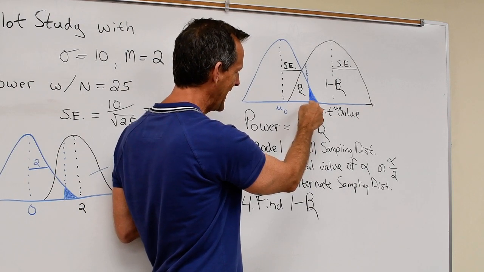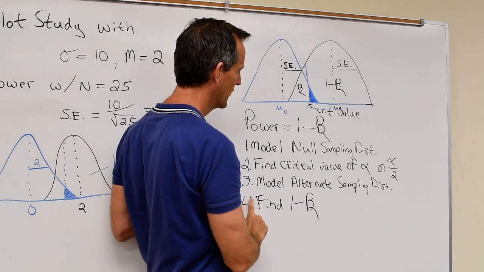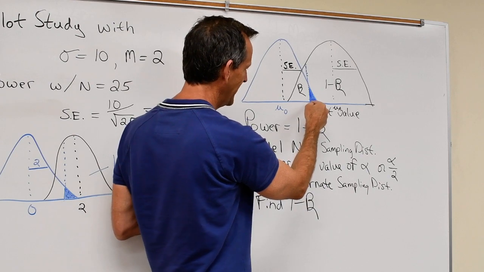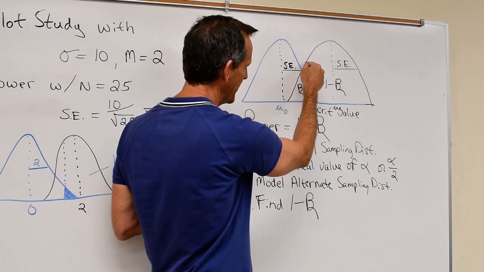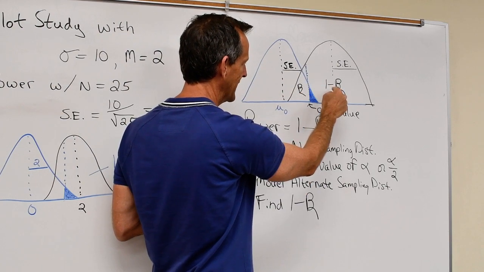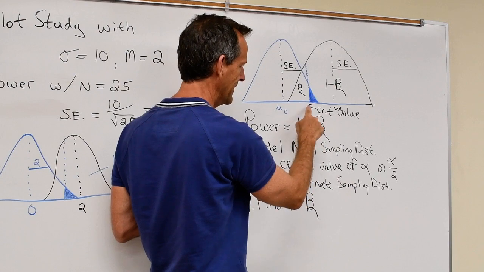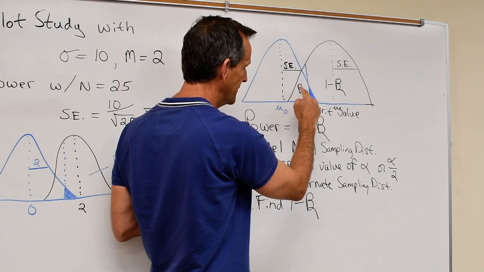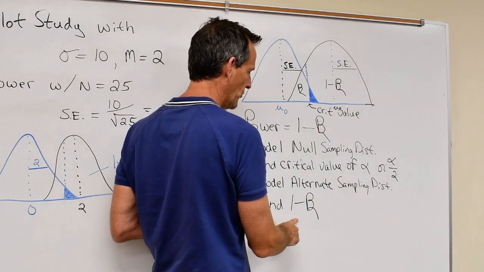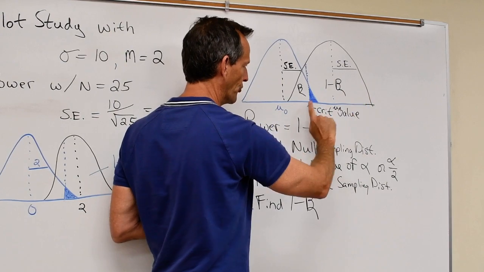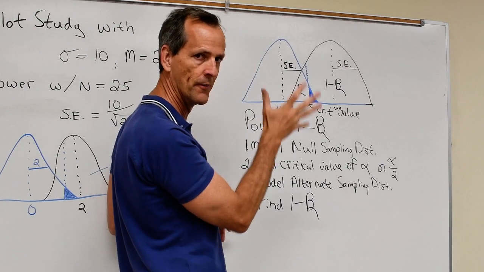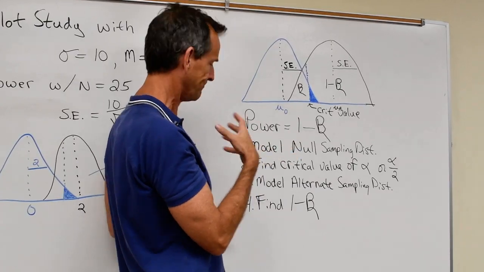We need to know that because in the next step, we're going to model the alternate distribution. See how if you continue that line up here, that's the dividing line between beta and 1 minus beta, so power is to the right of that line. So if we know what that number is, and we can model our alternate hypothesis somehow, then we can find that area to the right of that value.